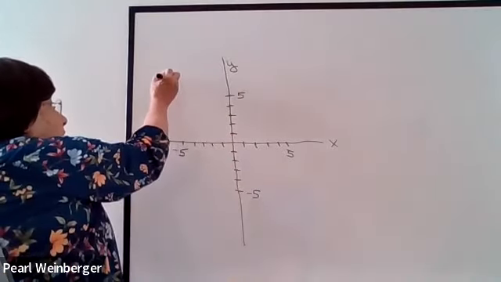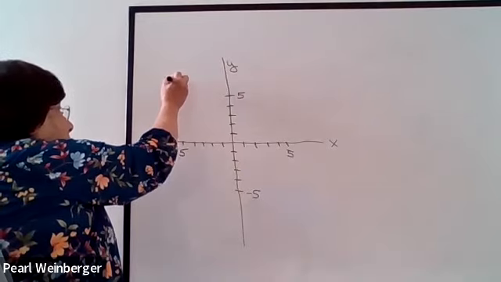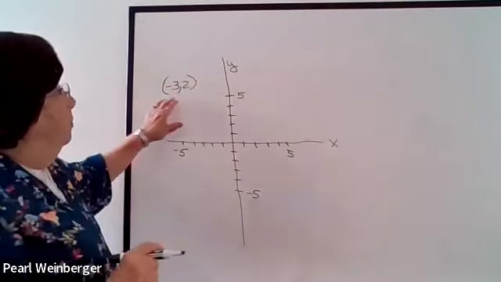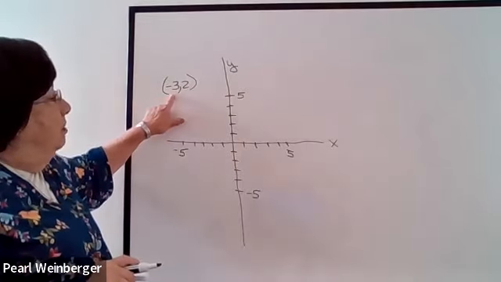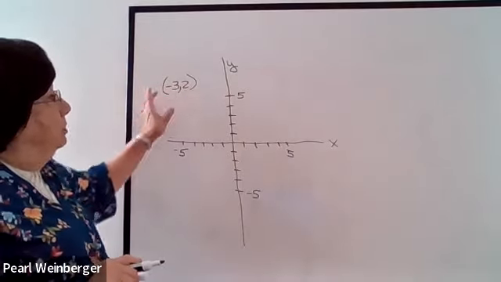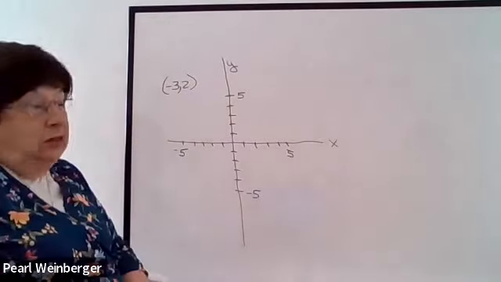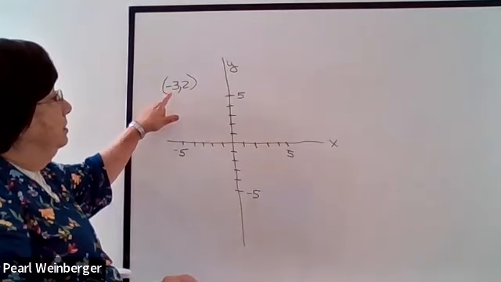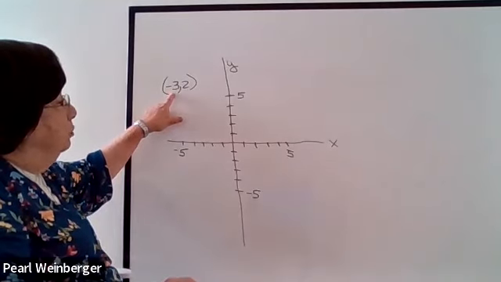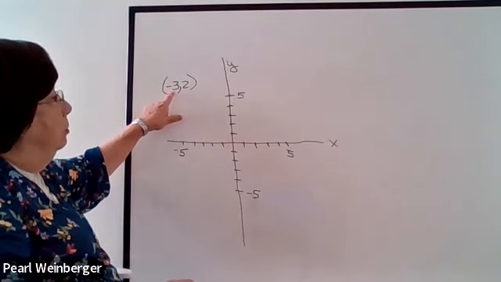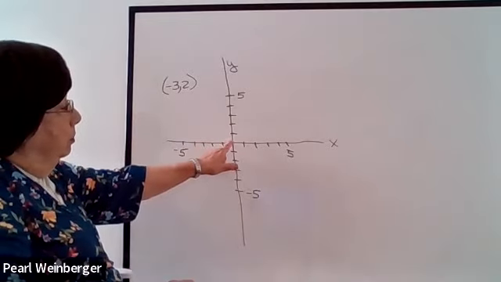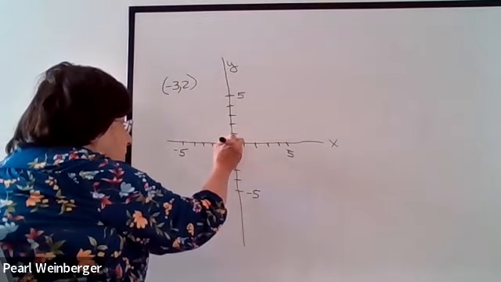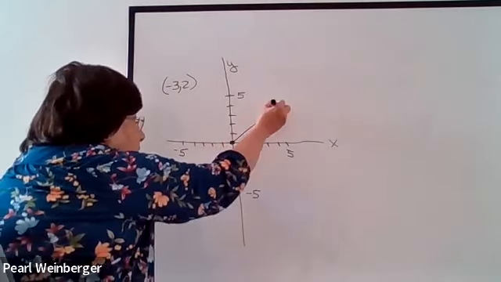Now, if I write something like this, and I talk about the point (-3, 2). And notice I always put them in parentheses. What I'm talking about is a point where this is the directions to get to it. How do you do that? You look at your first number. You always start at this cross point, which is called the origin.